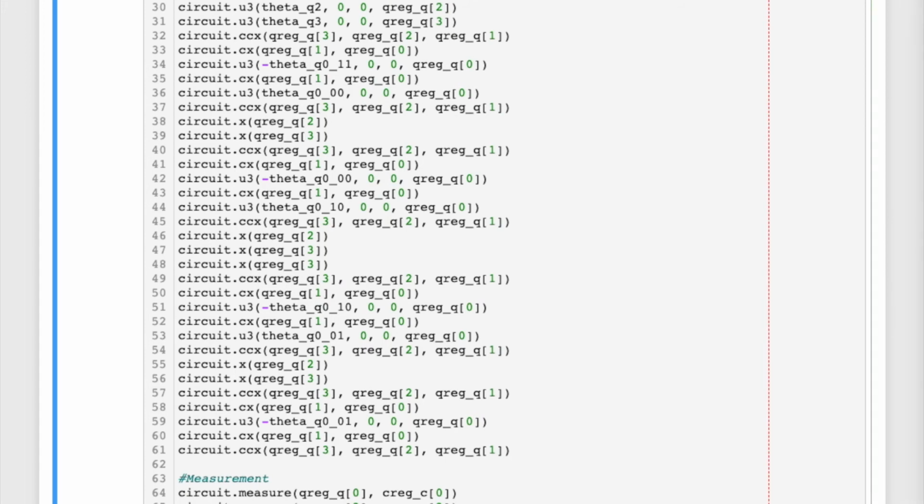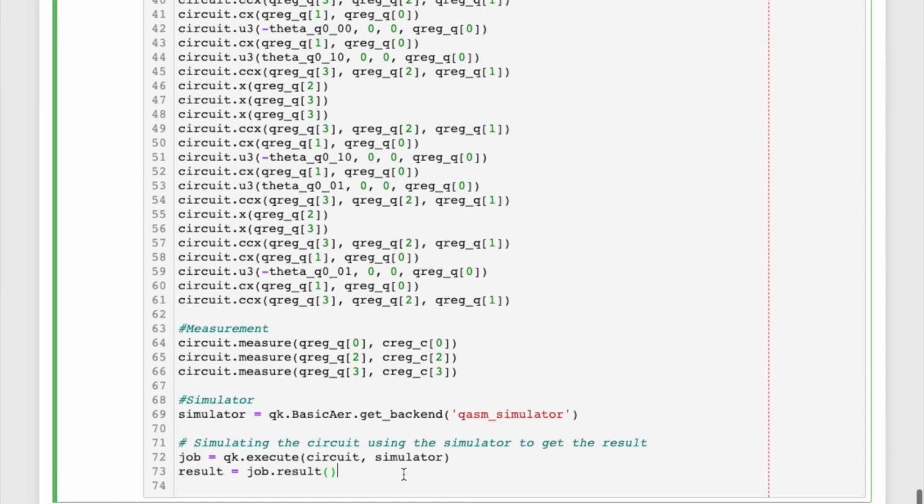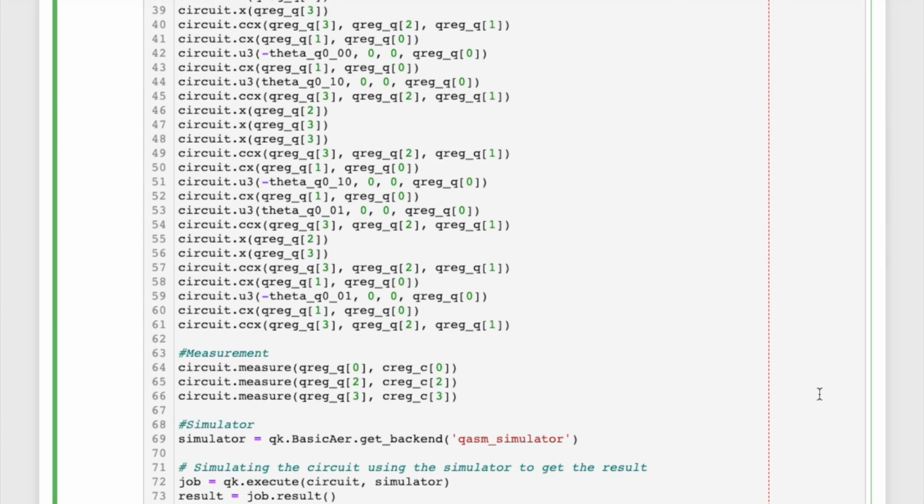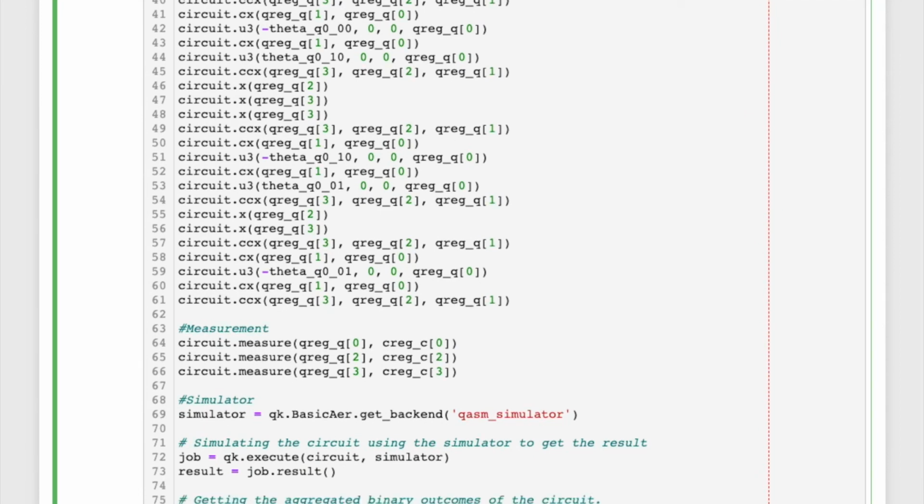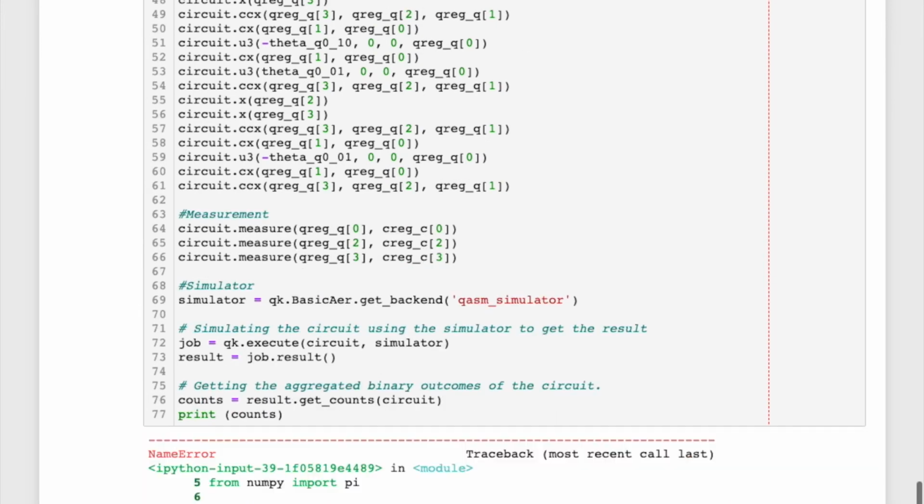Basically we can simulate the circuit and get the job result, getting the counts or the state probabilities, and describing our circuit. So we can print the counts.